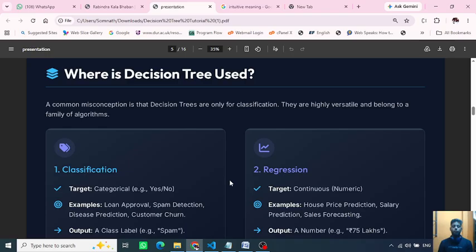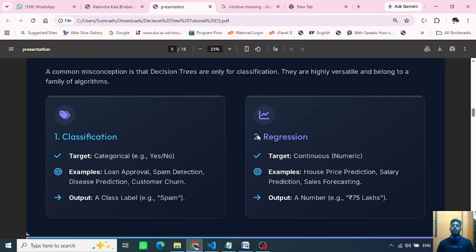So, where is decision tree used? A common misconception is that decision trees are only for classification. Actually, no. They are highly versatile and belong to a family of algorithms. We can use decision trees in both classification and regression. Classification, like whether the bank will approve the loan or not, whether an email is spam or not, whether the prediction is positive or negative, whether a customer will return or not, like this.